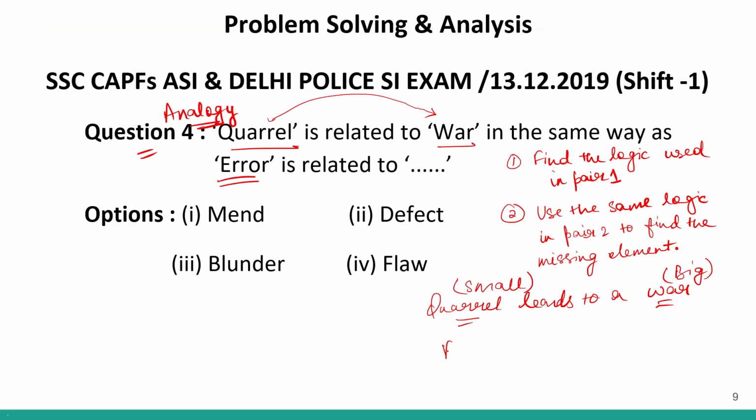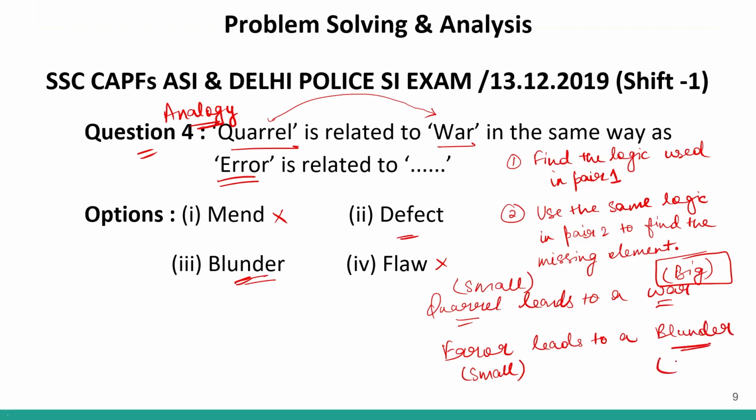Similarly, error can lead to what? Error is a small word. Error can lead to a defect. But if you look at these two words, defect and blunder, which of these is a word that is used to represent a big mistake? The word that is used to represent a big mistake is blunder. So error will lead to a blunder because this is a big word. So logically the correct answer will be option number 3, blunder.